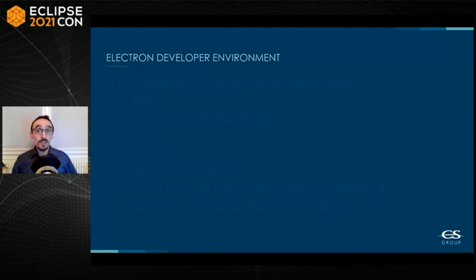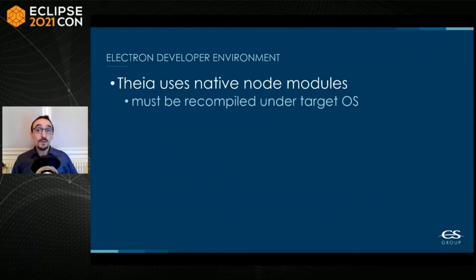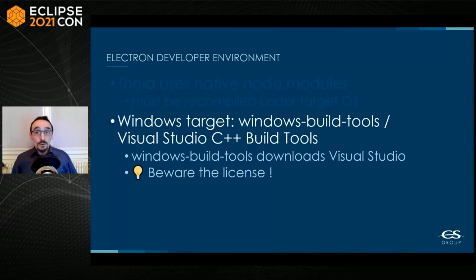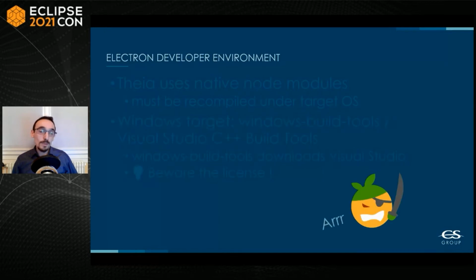For the Electron development environment, if you want to make an Electron application, you must build your Theia application with native node modules. So these modules have to be recompiled on the same OS. So you can't build a Windows Electron product on Linux. For Windows OS, you'll need Visual C++ build tools, which you can eventually get through the Windows Build Tools NPM module. This module does, in the end, download Visual Studio. So ultimately, you have to care about the Visual Studio license. You may see on some websites that the community license is free. That's the case only for open source projects, which was luckily our case. But if you want to build a proprietary application on Windows, you have to pay a Visual Studio license, or this will make you a pirate.